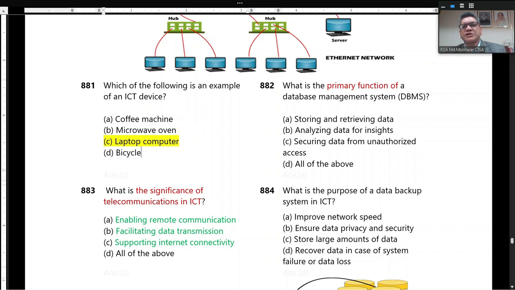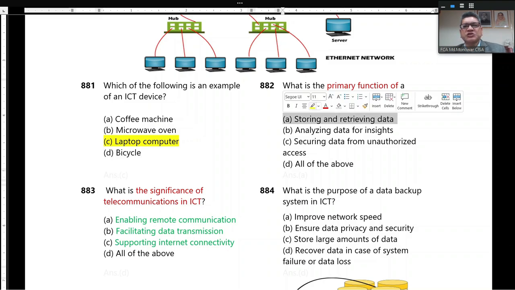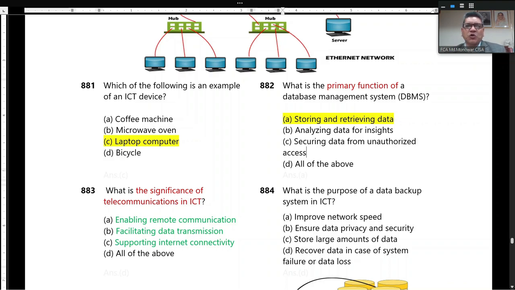What is the primary function of a database management system? A database management system's primary function is storing and retrieving data. So what is the primary function of a database management system? It is storing and retrieving data.